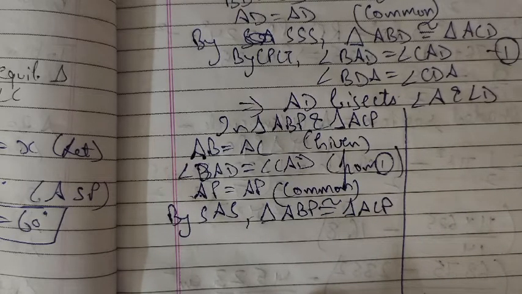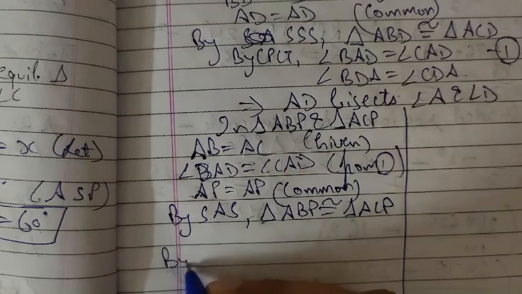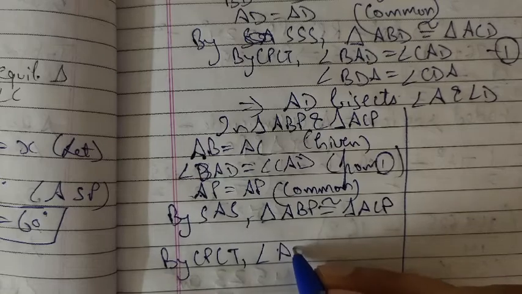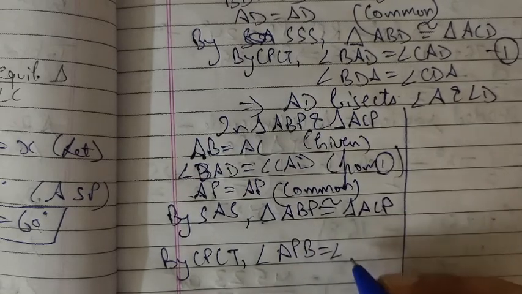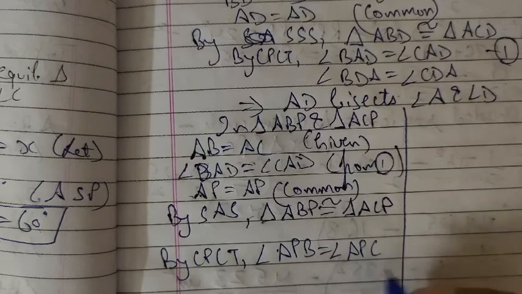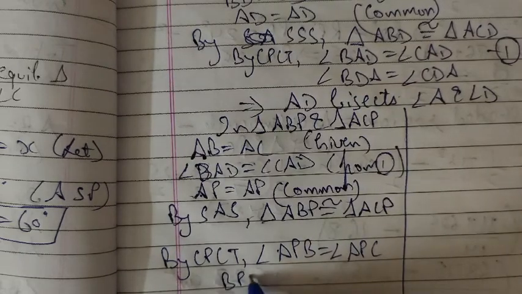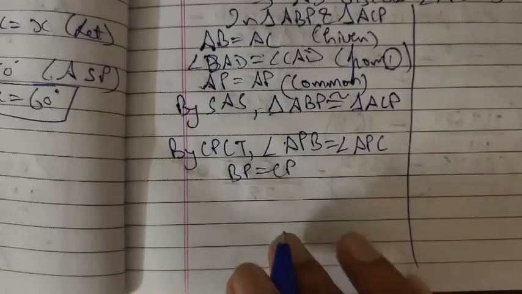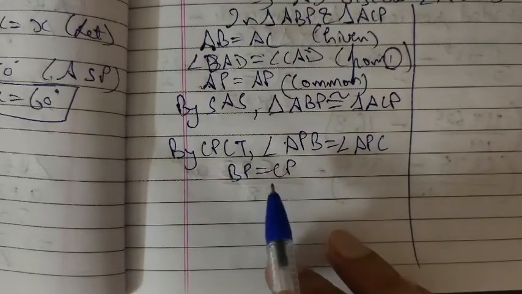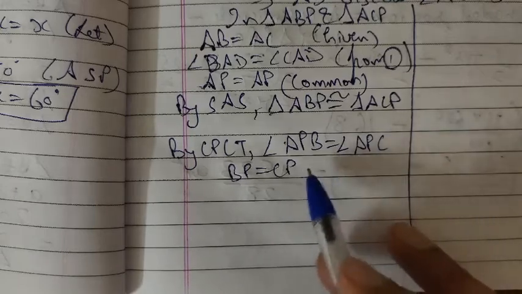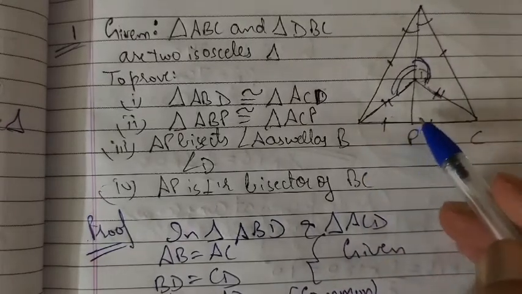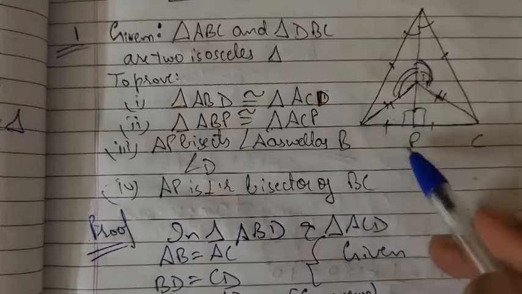So by CPCT we can say angle APB is equal to angle APC and BP is equal to CP, right? So AP is the perpendicular bisector. Bisector means the sides should be equal, and perpendicular means the angle should be 90 degrees. So for that, what do we have to prove? We have to prove that BP is equal to CP. This we have already proved, and this angle is equal to this angle is equal to 90 degrees.